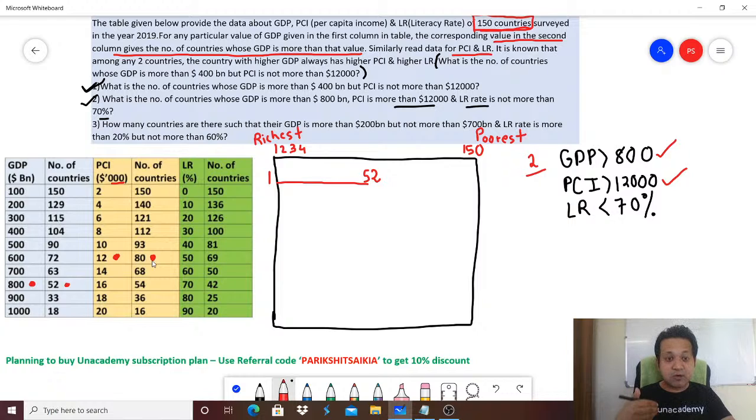Obviously, these must be the richest countries of the world, the best countries of the world. So I will say country rank 1 to country rank 80, a total of 80 countries. 1 to 80.